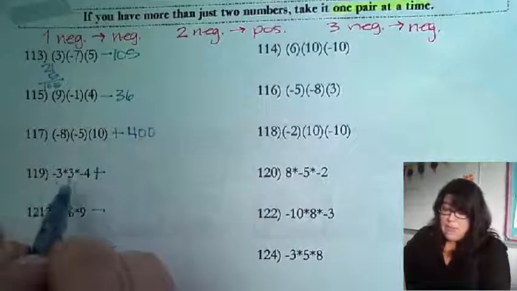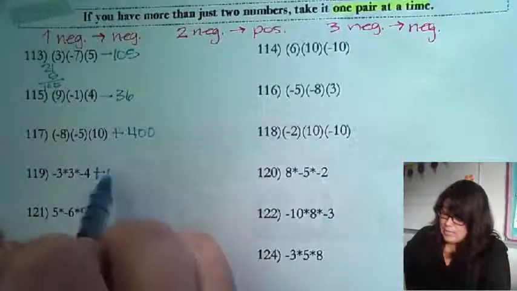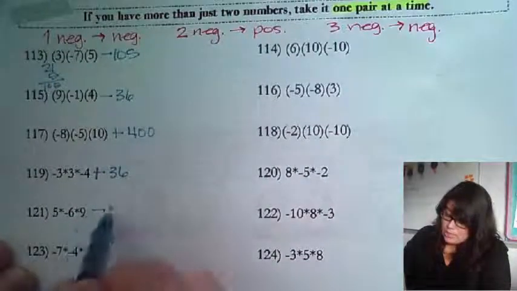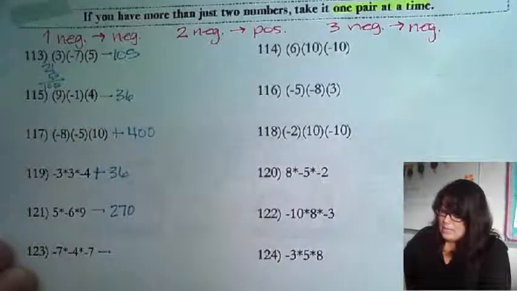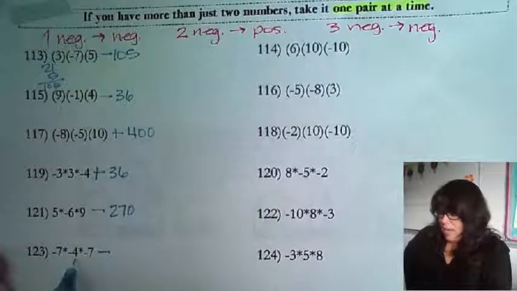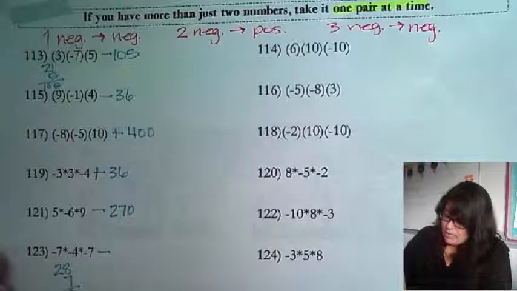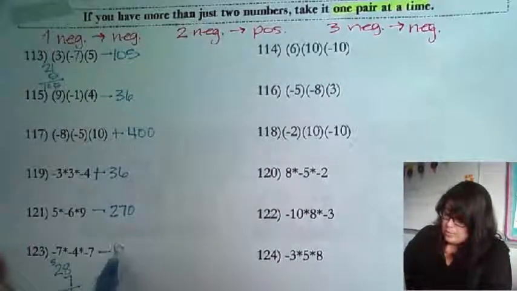3 times 3 is 9, times 4 is 36. 5 times 6 is 30, times 9 is 270. And 7 times 4 is 28. Ooh, this one's tricky, so 28 times 7. 7 times 8 is 56. 14 plus 5 is 19, so 196.